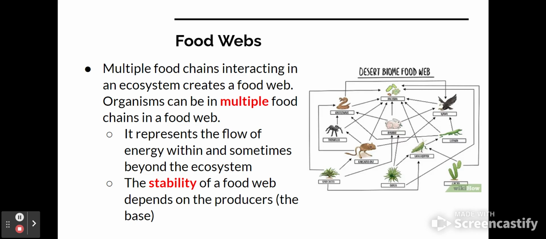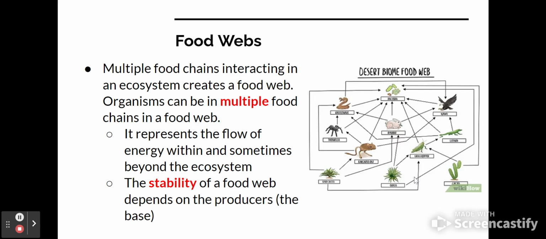The stability of this food web all depends on the producers, the bottom of this food web. If the bottom collapses, everything else collapses. Okay? So you can notice here that the rabbit, for example, is connected to at least 2 producers, and then it goes off and gives energy to 2 carnivores here.